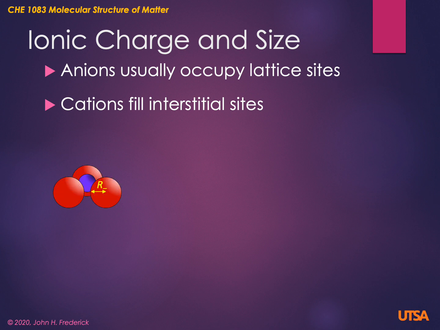So here are three anions in red and a cation in blue, and we're going to add a fourth anion on top to form a tetrahedral site. In this case, we want the cation to be large enough so that it pushes those anions a little bit apart, so it's actually going to be larger than 0.225 of the radius of the anions.